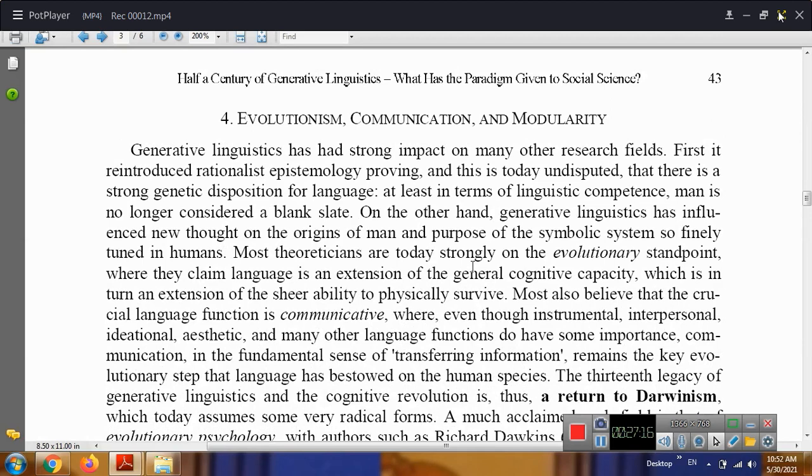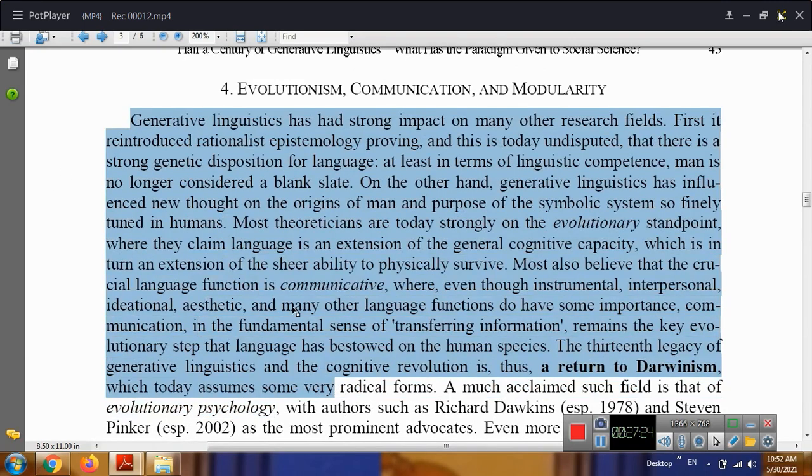Evolutionism, communication, and modularity in generative theory. Generative linguistics has had a strong impact on many other research fields. First, it reintroduced rationalist epistemology, proving, and this is today undisputed, that there is a strong genetic disposition for language. At least in terms of linguistic competence, man is no longer considered a blank slate.